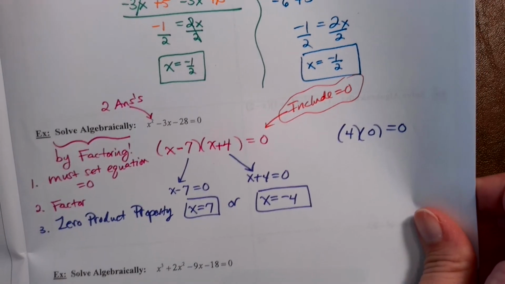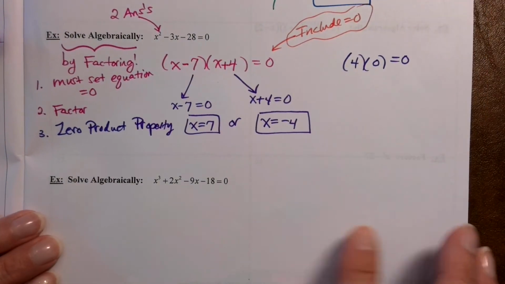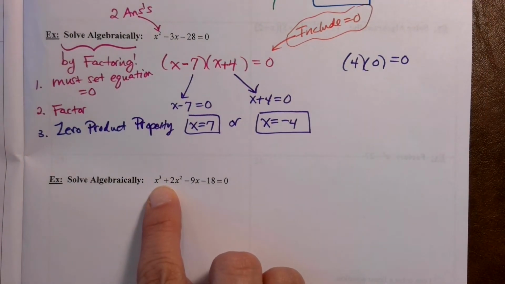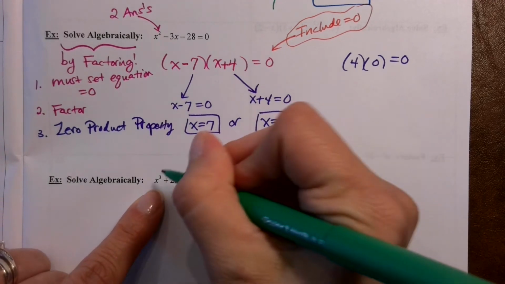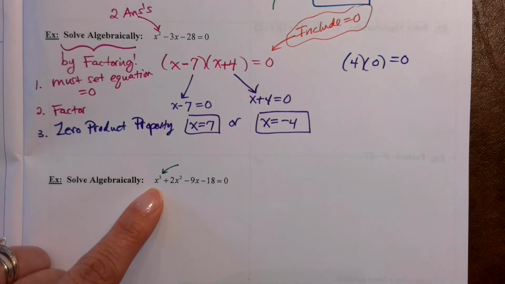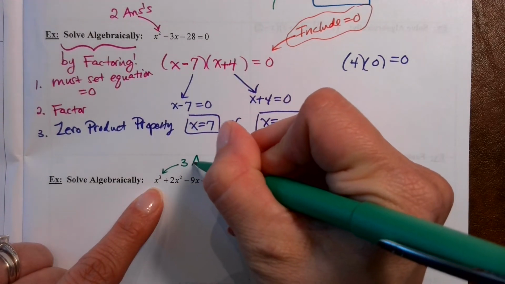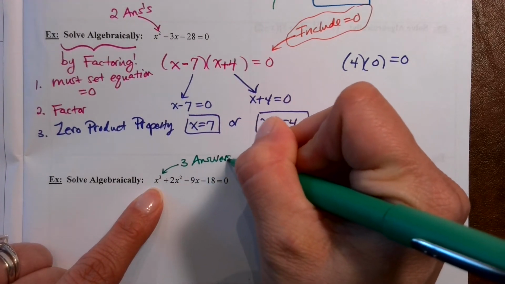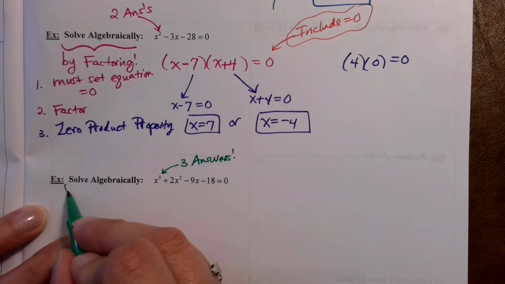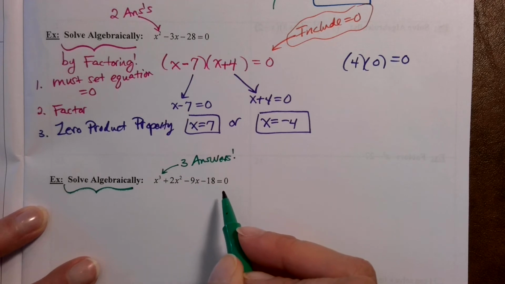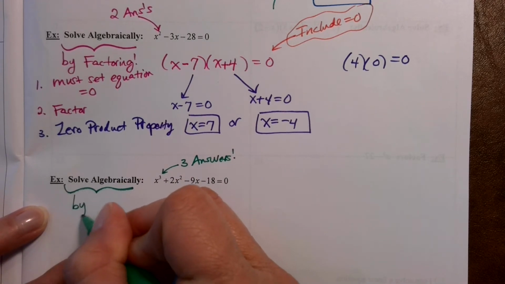Solve algebraically. I notice this problem has an x cubed. Can we solve something with 3 x's? Yes. So that right there indicates that we're going to get 3 answers. Wow, x cubed means x equals, x equals, x equals. How are we going to solve this? We're going to solve by factoring again.